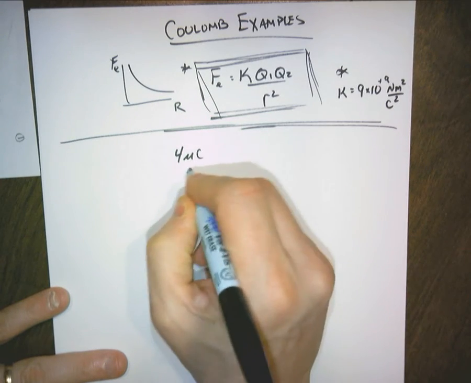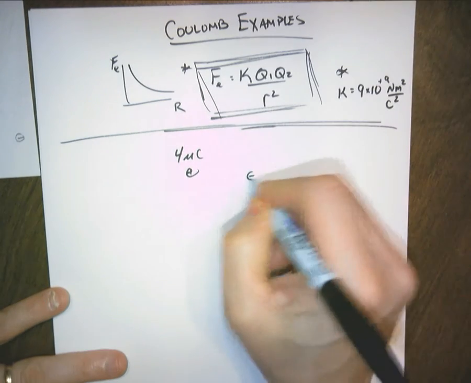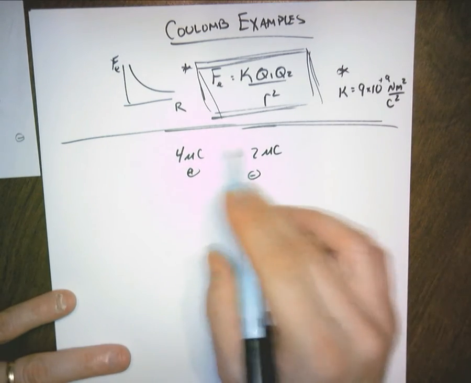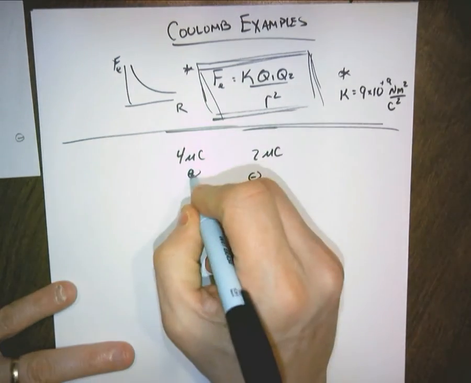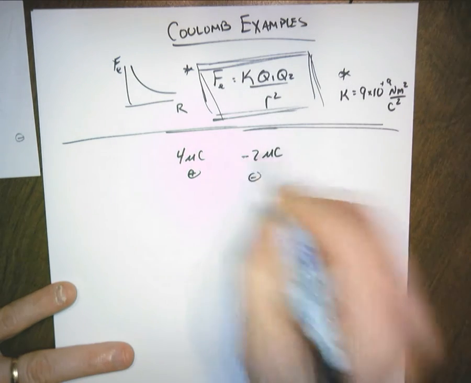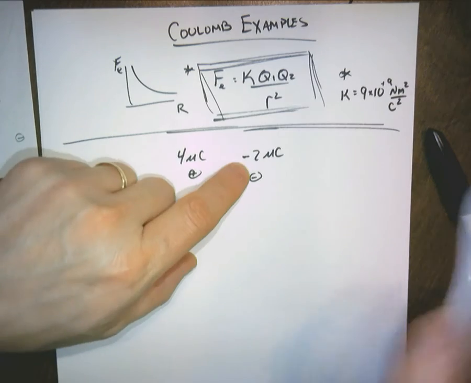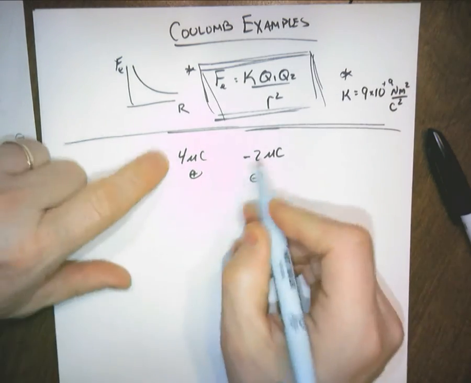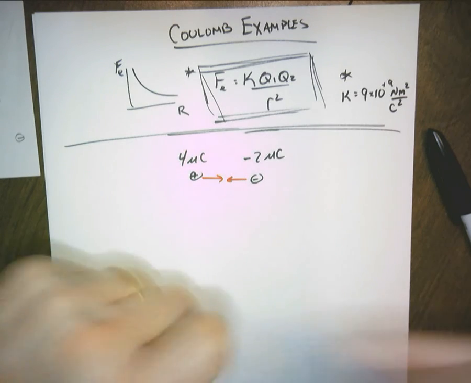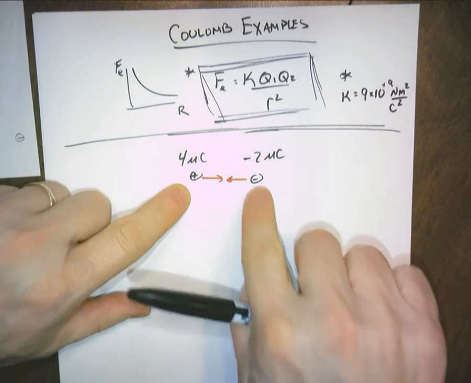4 microcoulombs of positive and 2 microcoulombs of negative. Remember, we usually deal with small teeny bits of charge, okay? Notice how I've accounted for the positive and negative there. Sometimes it'll be given as a negative. I don't use that in my math. I use the 4 and 2, and I understand that it's attractive because opposites attract.